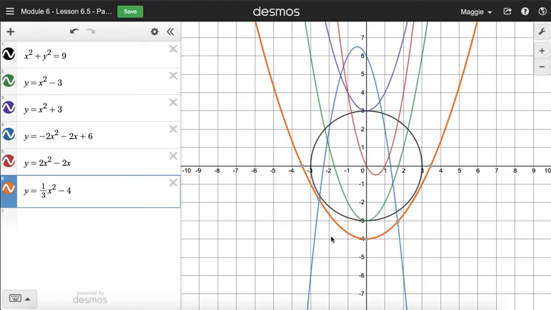Have at the must-do practice problems. They are not overly difficult. I think you'll be able to bust through those really quickly.